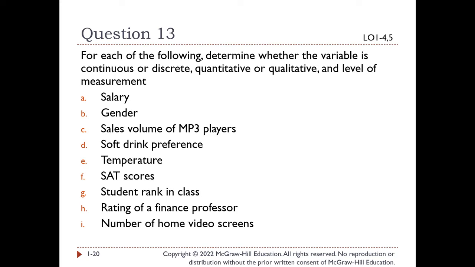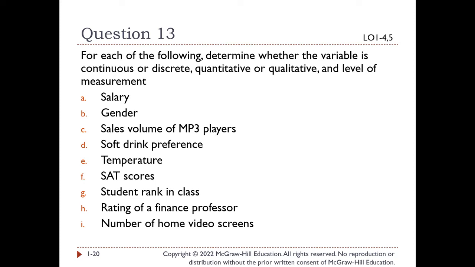Next, G, student rank in class. If you got this one, again, we're looking at a qualitative version of this. Because again, student rank. So again, no discrete, no continuous, because that's only for quantitative. The level of measurement is, of course, ordinal. Anytime we're doing rank or preference, which will also mean rating of a finance professor is going to be ordinal in the way it is used. And basically, again, another qualitative notion.